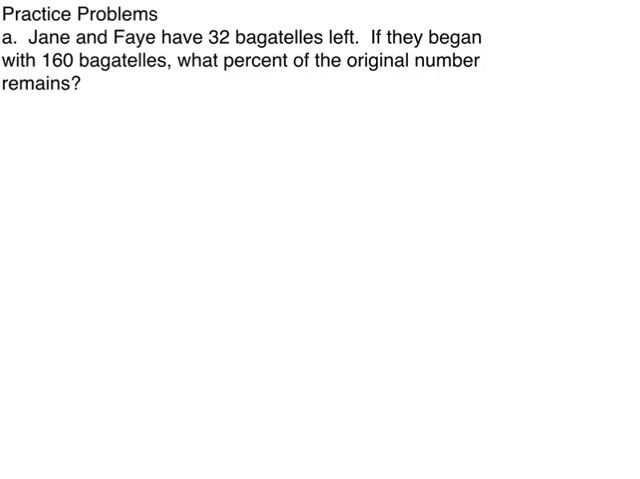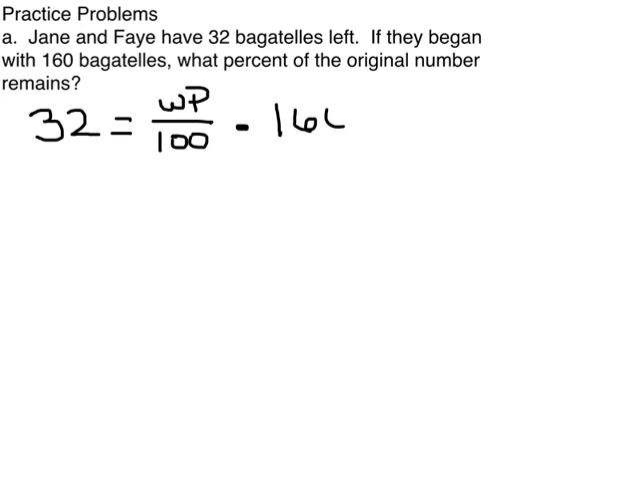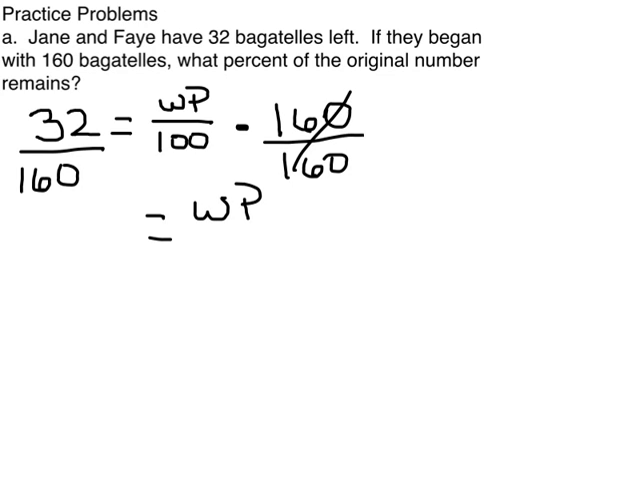We will say 32 is what percent, that means of 100, of 160. So the first thing I'm going to do is get rid of this 160. I'm going to divide both sides by 160, and that will get rid of that. And WP over 100 is left by itself.